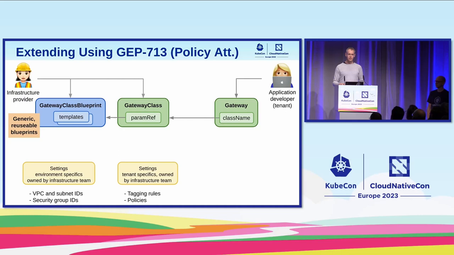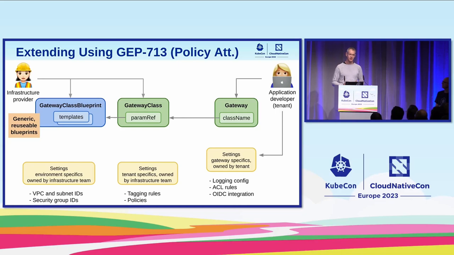And finally, the application developer might also have some contextual configuration that they want to attach. So it could be, for example, the logging configuration, it could be the OpenID configuration, who should have access to the load balancer, and so on. So there are these three categories of contextual configuration that we want to associate with these resources here.